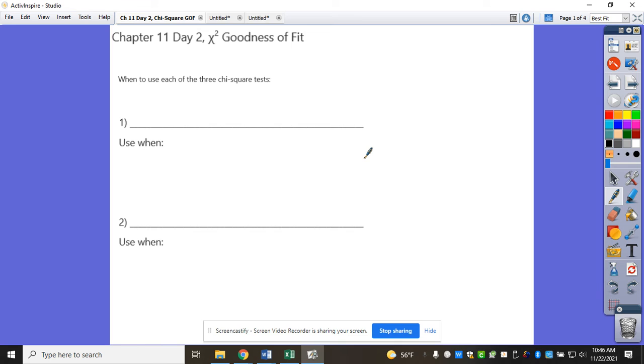Right, so there's not much actual notes that go here, but I kind of want to tie it in from Friday with how we decided Fridays, how we decided today. So Friday we had a chi-square test. What was one of them called? What was the very first one called?